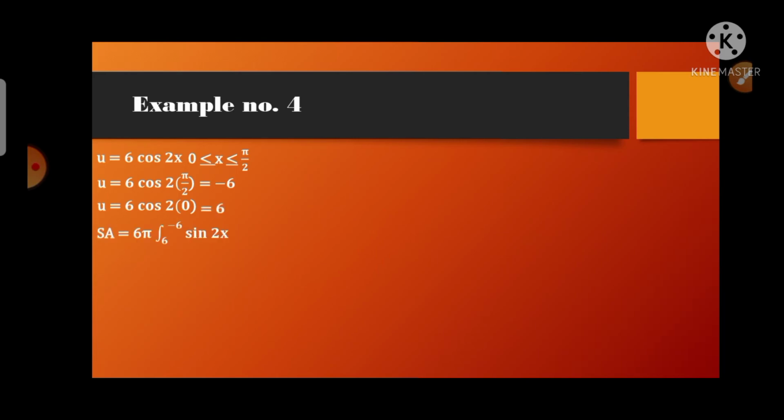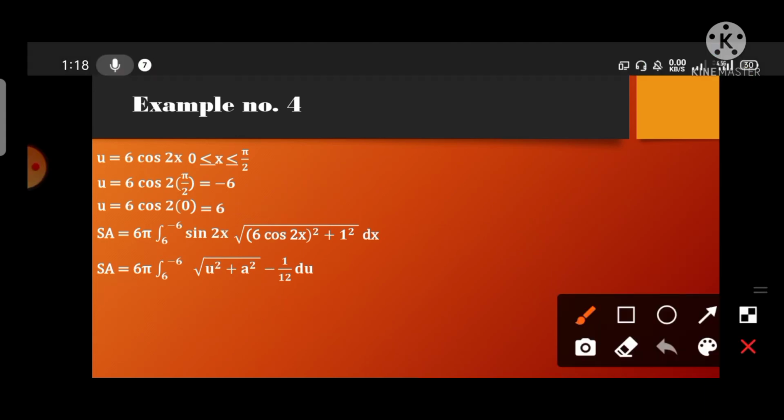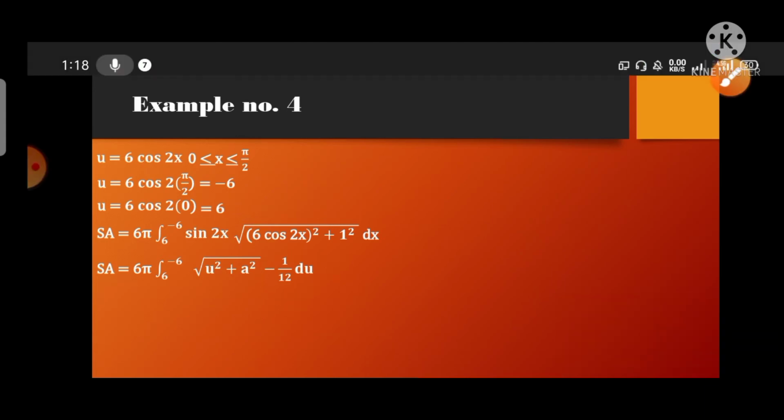So our new interval: surface area is equal to 6 pi integration from 6 to negative 6 of sine 2x times the square root of 6 cos 2x squared plus 1 squared, which is our u and a, dx. Our value of sine 2x dx is equal to this one, negative 1 over 12 du.